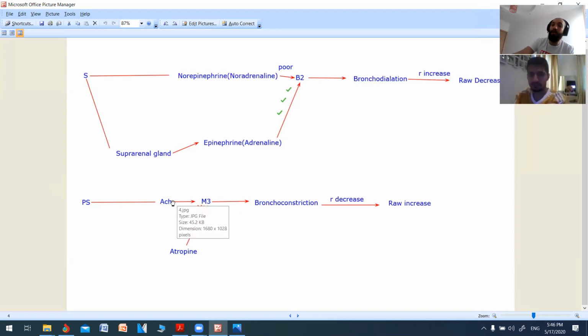Okay. What if you give someone an anticholinergic? What is the meaning of anticholinergic? It's something against acetylcholine. What will it do to the resistance? Decreases it, because the anticholinergic will do bronchodilation. So if someone has an obstructive disease, like COPD, chronic obstructive pulmonary disease, the treatment we give them is beta 2 agonist and anticholinergic. You understand?